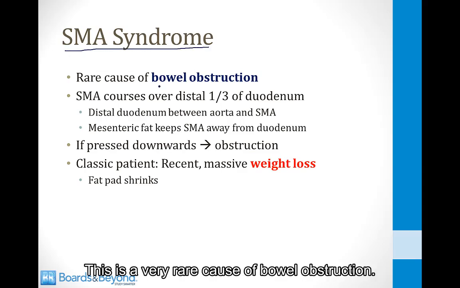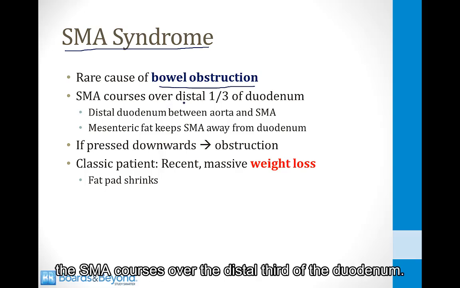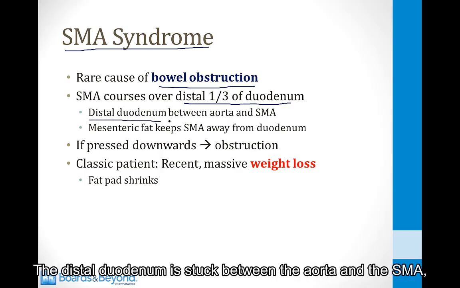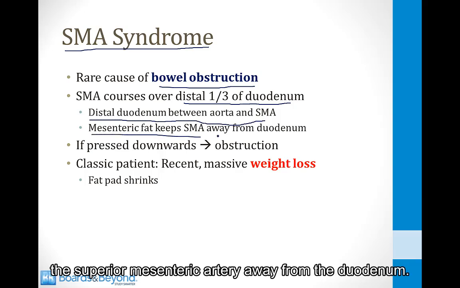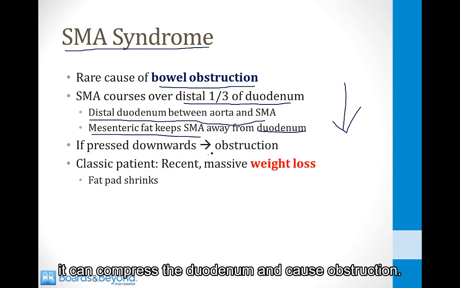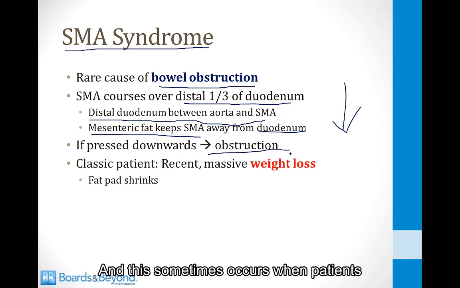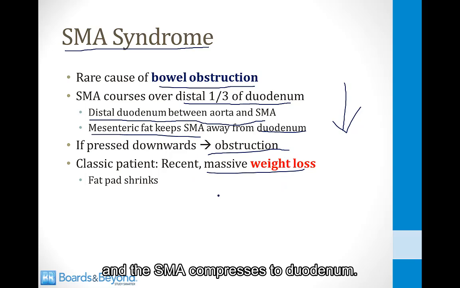An important clinical tie-in of the superior mesenteric artery is a rare phenomenon called the SMA syndrome. This is a very rare cause of bowel obstruction. As we saw 2 slides ago, the SMA courses over the distal third of the duodenum. The distal duodenum is stuck between the aorta and the SMA, but there is mesenteric fat that keeps the superior mesenteric artery away from the duodenum. If for some reason the SMA presses downward, it can compress the duodenum and cause obstruction. And this sometimes occurs when patients have massive weight loss. That fat pad shrinks, and the SMA compresses the duodenum.